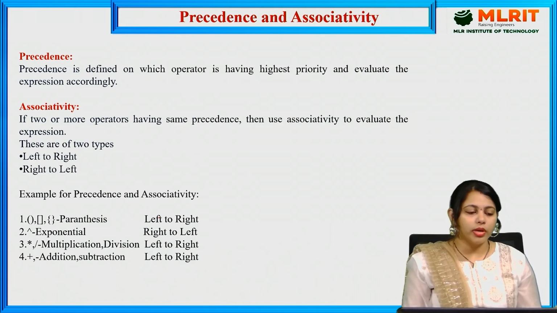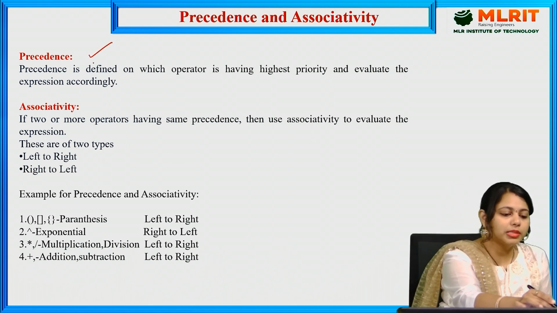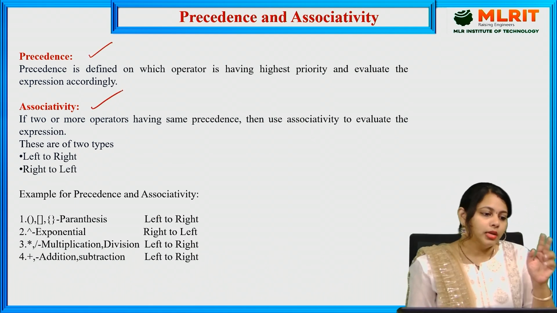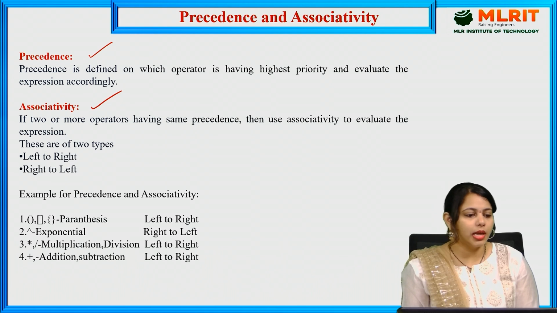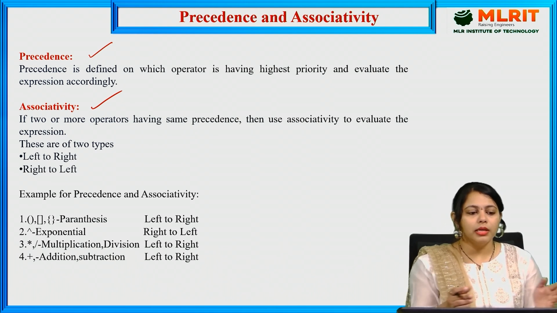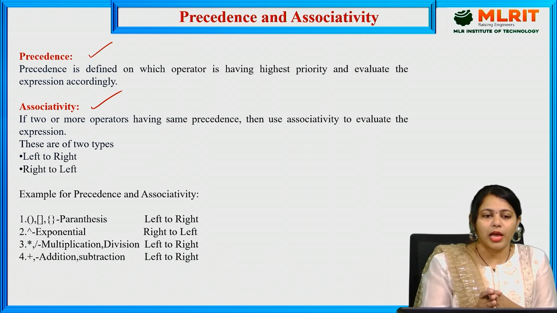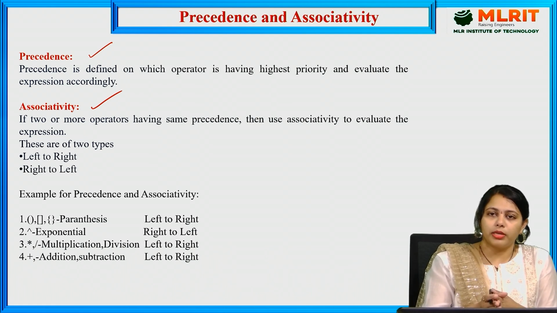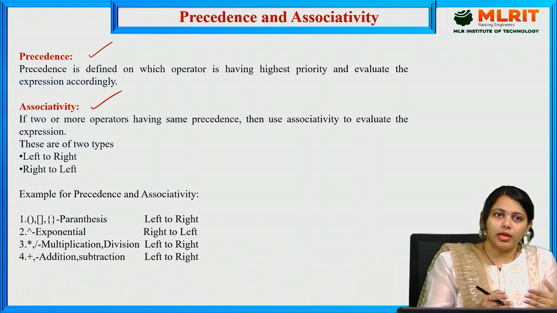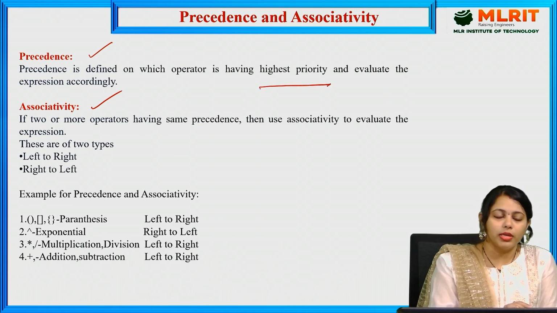So before going to the problem, we have two more important definitions, that is precedence and next is associativity. So we'll see what precedence and associativity are. Precedence means, if the operator has the highest priority, how do we evaluate? We have a number of operators, but we can't evaluate all the operators at a time. So according to the priority, we are going to evaluate them. So that tells about the precedence.